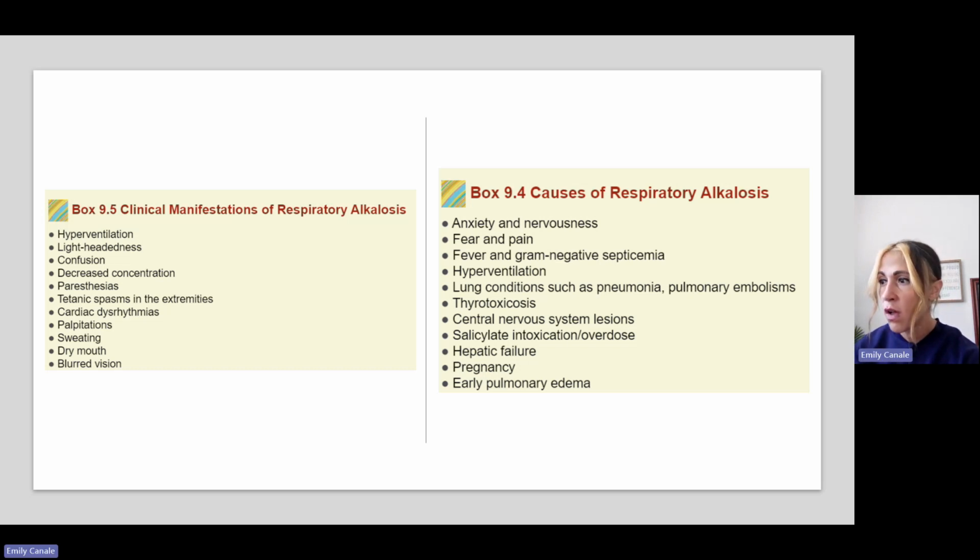So how am I going to treat this? Well, you have to figure out what's causing this, right? Because a lot of the causes are fear and pain, so I would want to treat that. Early pulmonary edema. There's the pulmonary embolism, which again could cause respiratory alkalosis, so I would need to treat that. What you can do is further measures. You could counteract hyperventilation. You could teach the patient to breathe into a paper bag, because now they're rebreathing the exhaled carbon dioxide. If they're intubated, you could adjust the ventilator settings, because we would want to decrease the tidal volume or the rate.